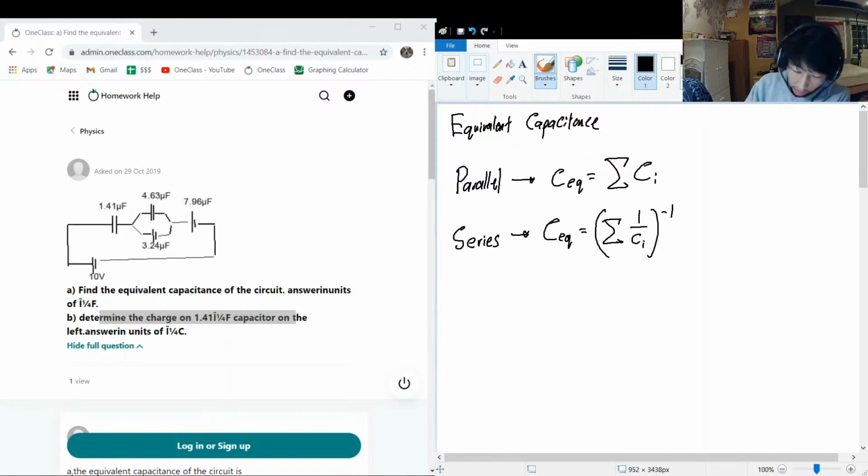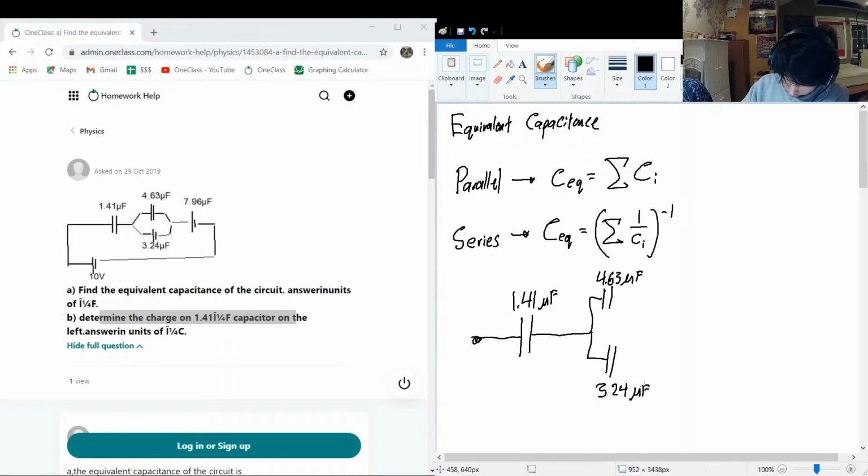Okay, so let's draw out this circuit, or just really draw out the capacitors, because that's what's really important. So here we have 1.41 microfarads, and then we have a little parallel branch where we have 4.63 microfarads on top, and then we also have 3.24 microfarads on the bottom. And then here, kind of looks like a source, but we're going to treat it as a capacitor because it says 7.96 microfarads. Okay, and we're looking for the CEQ across here.